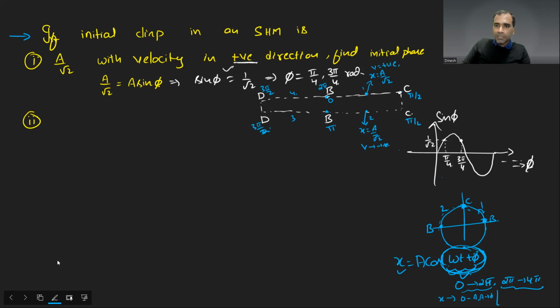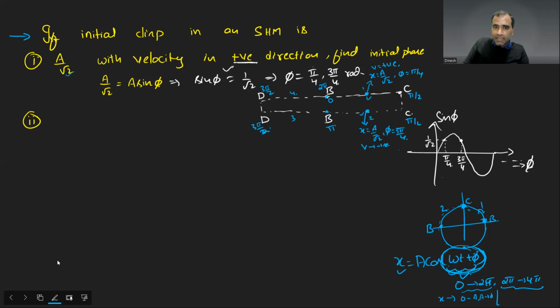Now from the given question, we are confused. Only if you see A by root 2, you are confused whether you are talking about this point or this point. In terms of phase, you are talking about pi by 4. This pi by 4 corresponds to this point, and corresponding to this point, the phase is 3 pi by 4. Now in the question, are they talking about the point in the first path or the second path?